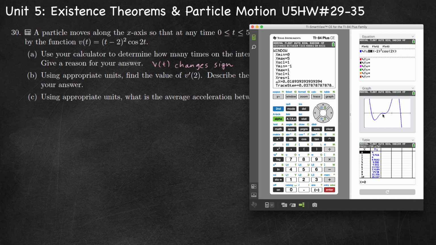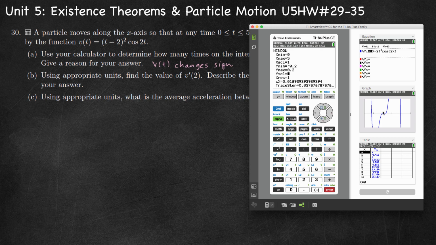I want to get an even closer look. So right now my y values are going from negative 1 to 1. I'm going to get really close. Let's do like negative 0.2 to positive 0.2. Okay, so we actually have 1, 2, 3, 4 x-intercepts on this interval.